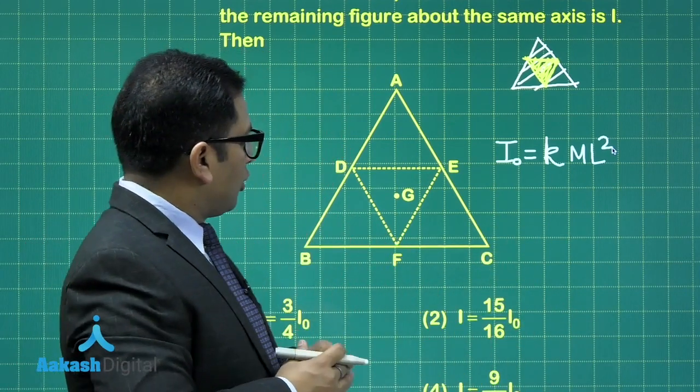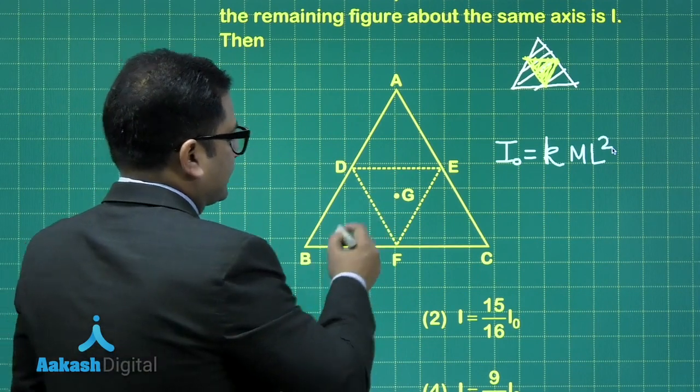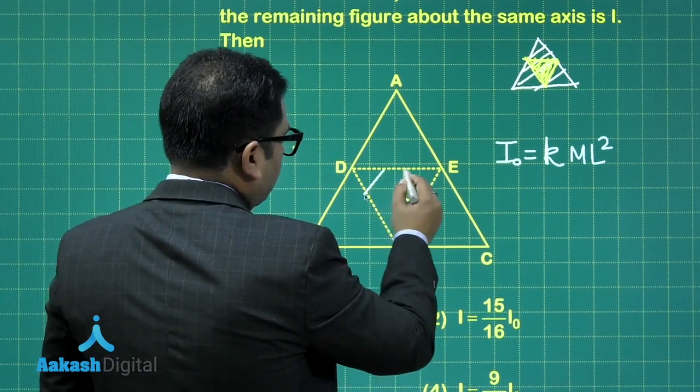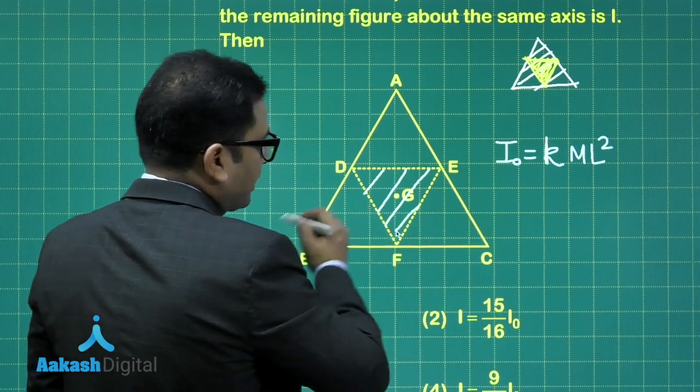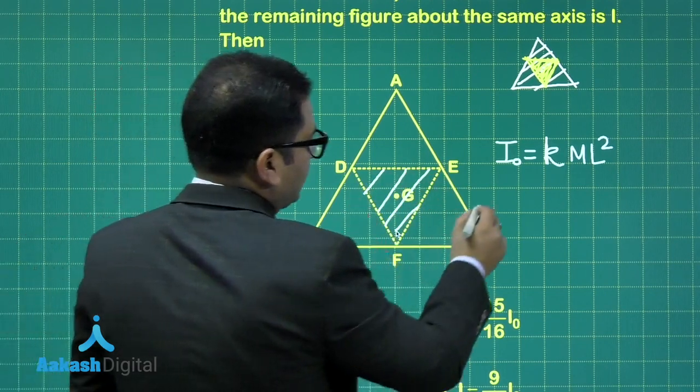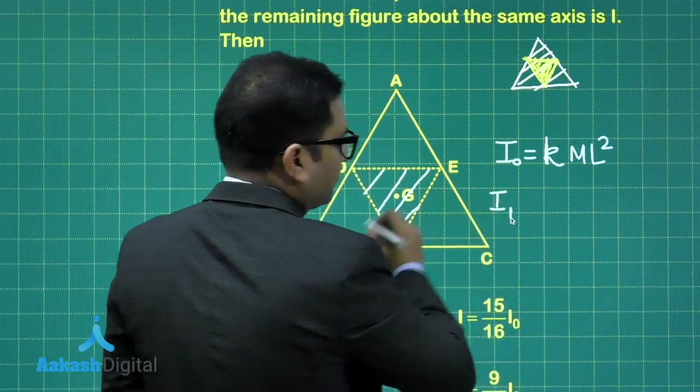And now, what has been removed is this. So let me call the moment of inertia of the triangular plate, the shaded one, I1.